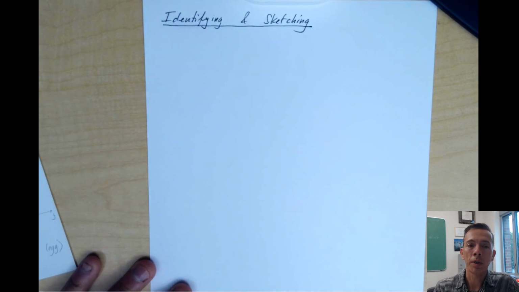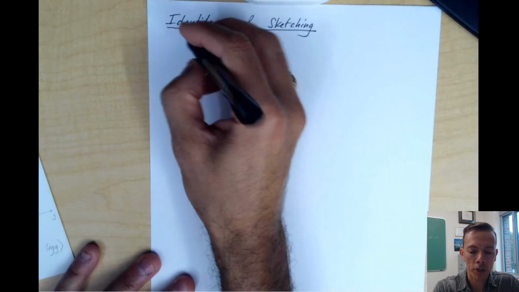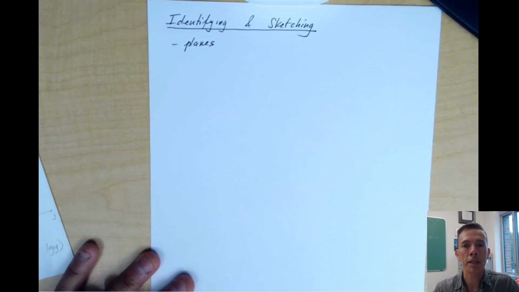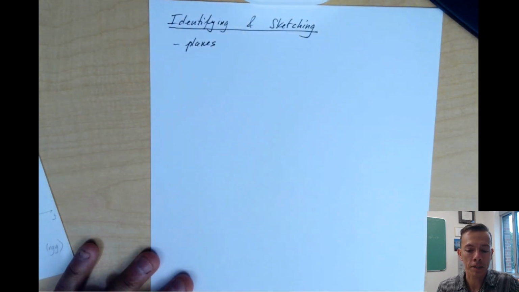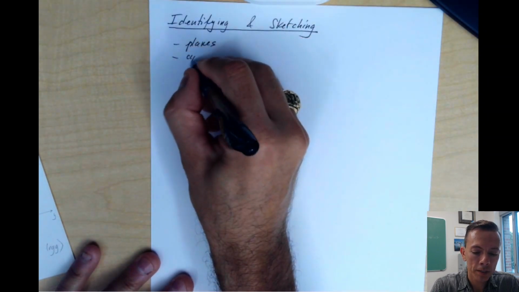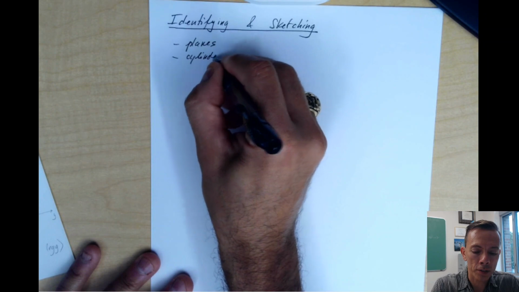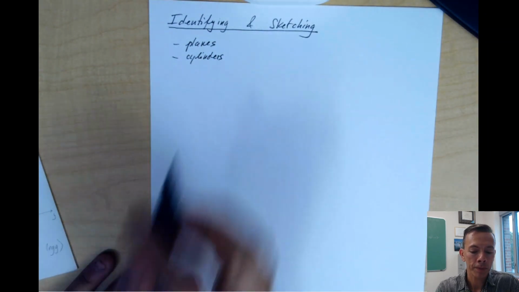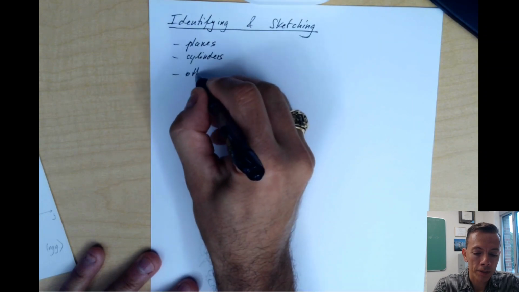Okay, so finally, to identify and sketch a quadric given its equation. To identify the type of quadric, first of all, you've got the planes. Those are easy to identify because they're degenerate if there's no quadratic terms. Cylinders are also easy to identify because they have a missing variable. So let's look at all the other cases.